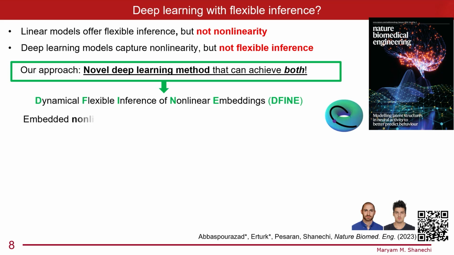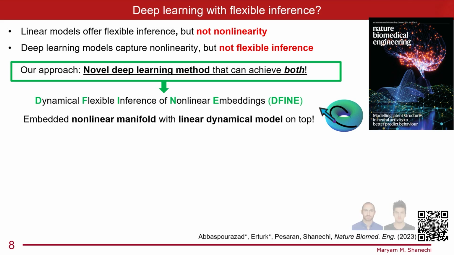So the intuition behind DEFINE is simple. The idea here is, can we capture the nonlinearity within a manifold embedding, basically in the shape over which neural activity evolves? And if we can do so, is it good enough to approximate how neural activity moves on the manifold, for example, on this torus, using a linear dynamical system model? And if we can train the manifold and dynamics jointly, perhaps we can get a good representation, and because of that linearity, we can enable flexible inference. So that was the intuition.